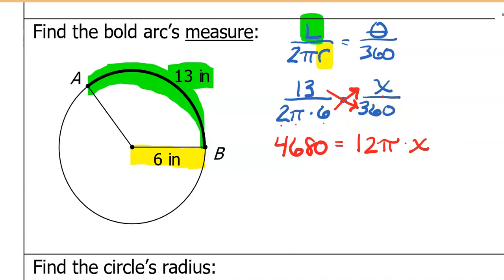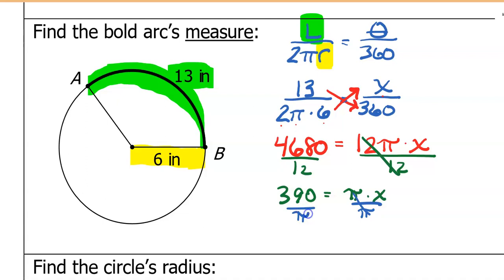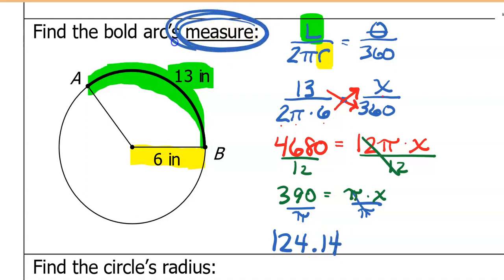And then this is just where we have to be cautious with the calculator. So if you divide by 12 pi, make sure that you either use the fraction button if you've got one, or that you group it together with parentheses. Or, just to be extra safe, you can divide by 12 to start with. That gives me 390. And then deal with the pi. So now I'll divide by pi as its own separate step. 390 divided by pi, 124.14. And since they were looking for the measure of the arc, it's going to be in degrees.